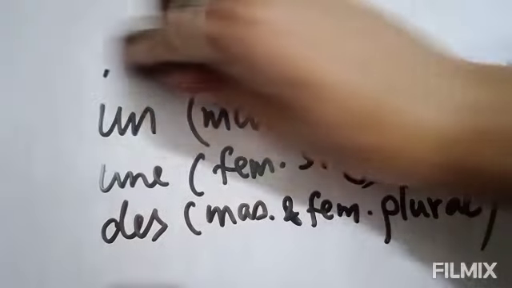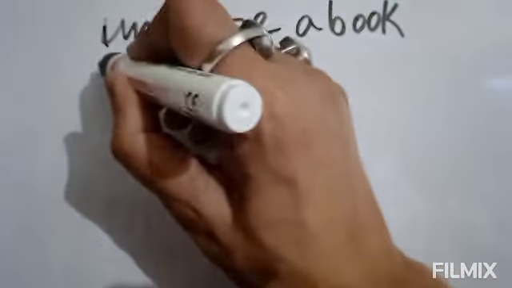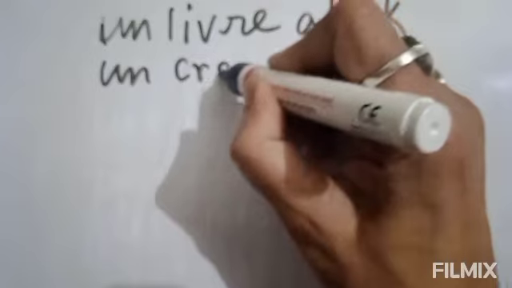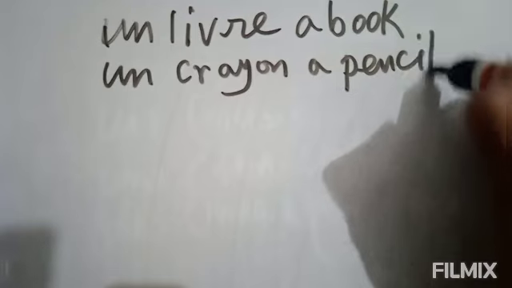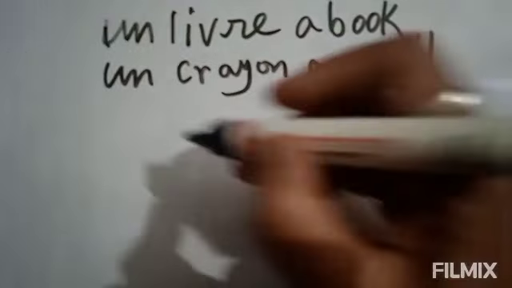Now I am giving you some exemplary words. First, some words of the masculine category. Un livre, a book. Un livre is a masculine word and singular, so we have used un. Un crayon, a pencil. Crayon is pencil.